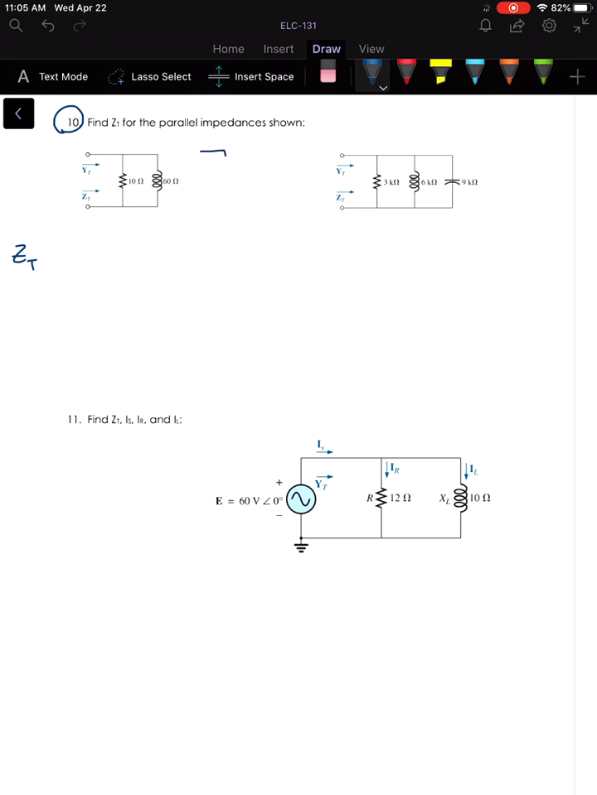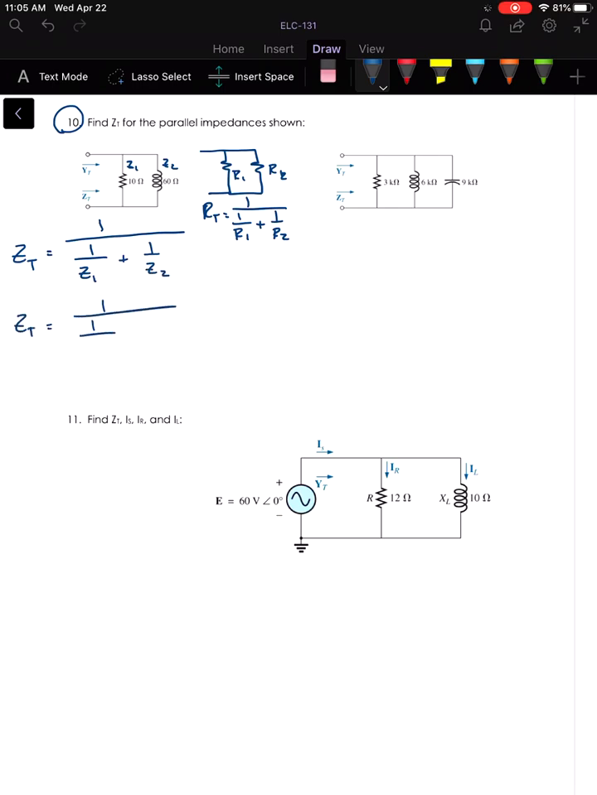And if we wanted to find the total impedance, if we had two resistors, let's say in parallel, R1, R2, we would find our total using the equation 1 over R1 plus 1 over R2, right? Well, we're going to do the same thing with our total impedance. So we'll have 1 over, let's say this is Z1 and that's Z2, 1 over Z1 plus 1 over Z2. So what are those impedances?